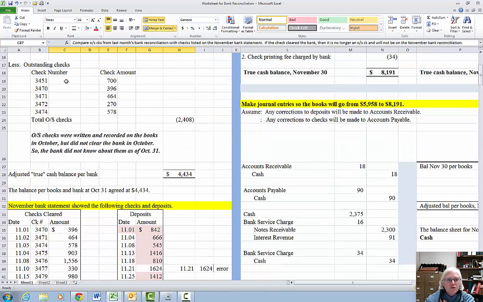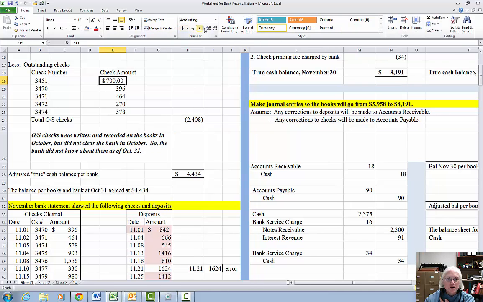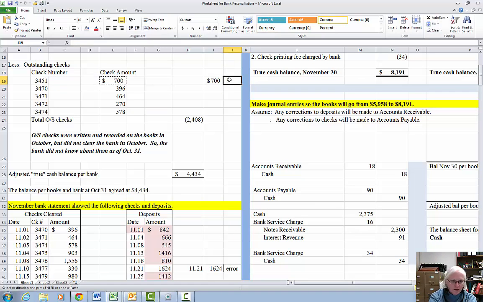Alright, so we have first check number 3451 for $700. I could probably put a dollar sign in that column. $700, 3451. This is the bank statement. It doesn't look like it cleared the bank. So that one is still outstanding. So I'm going to copy it and pull it over to there. Let's make it bigger. And I'm going to label it outstanding.